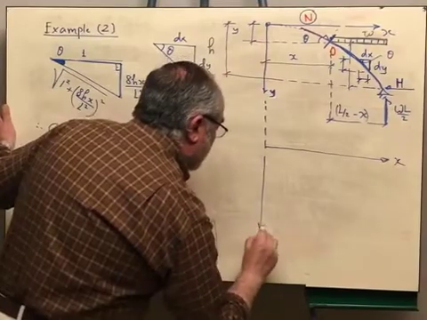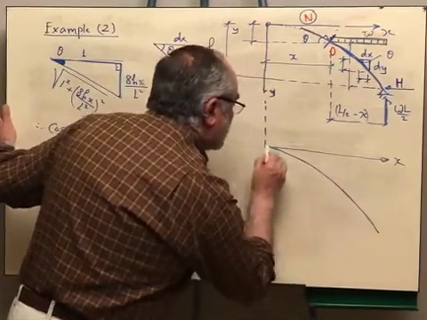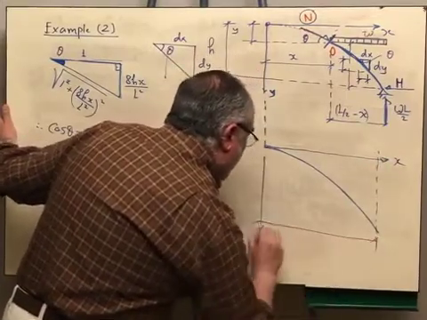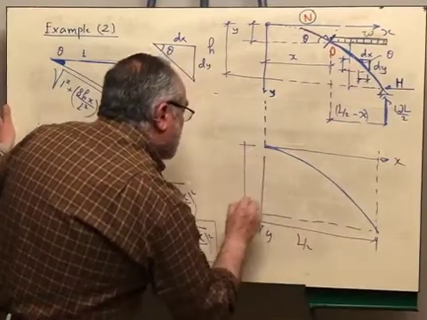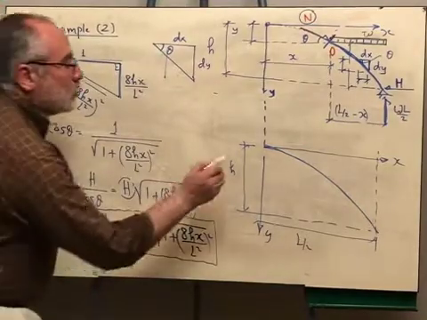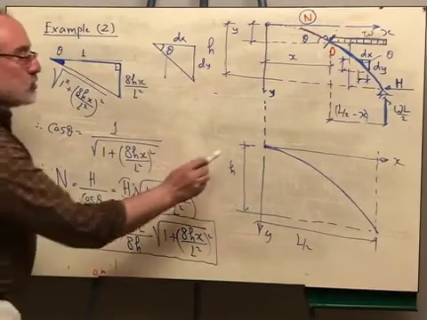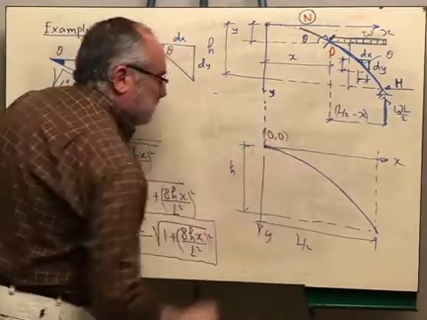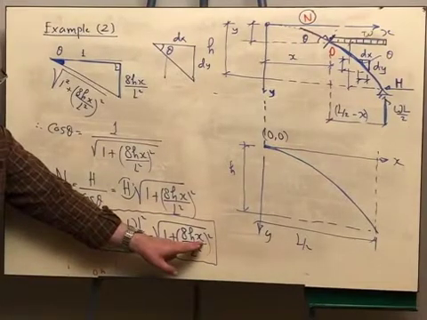this is x and this is y and this is our arch. Here we have this distance L over 2 and this distance h. Question: if you want to get the normal force at this point, what would you do? You are going to substitute at this point. This is the origin, the coordinates here are 0 and 0.